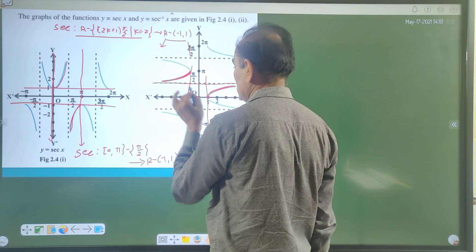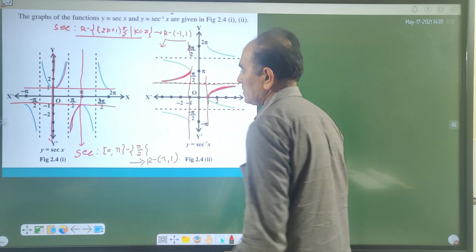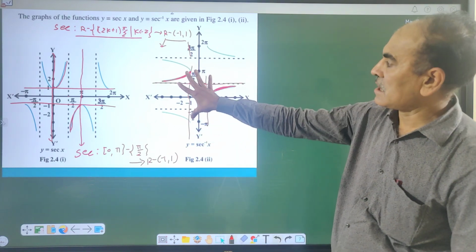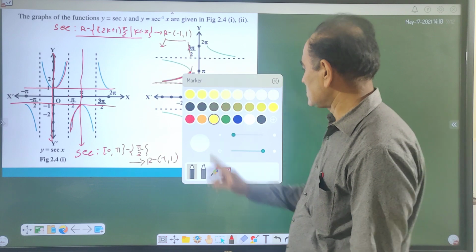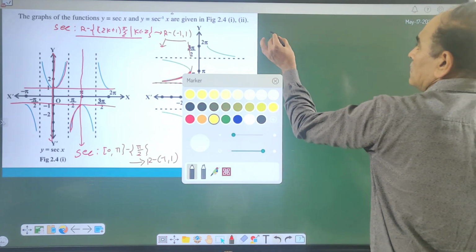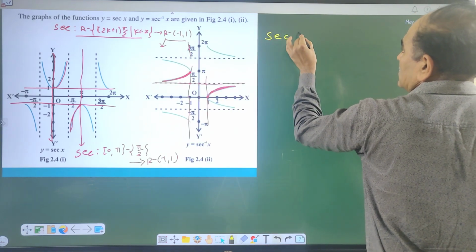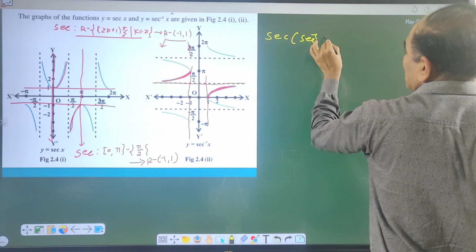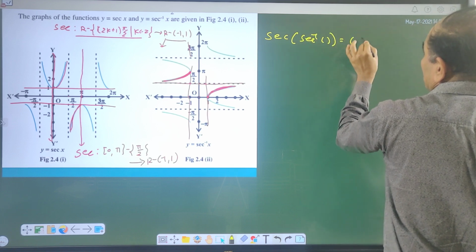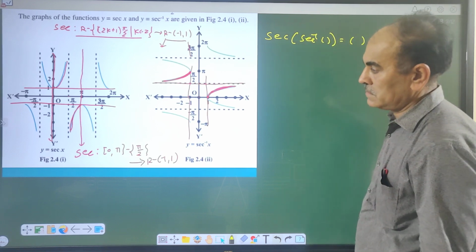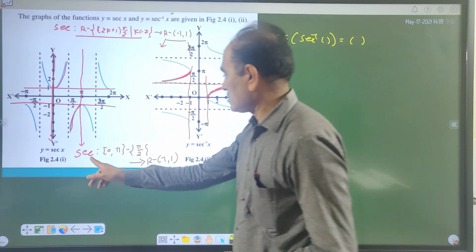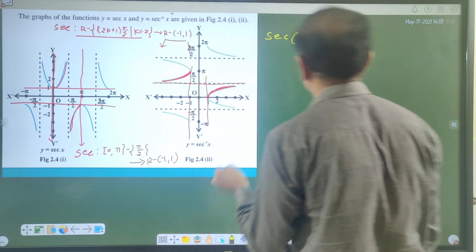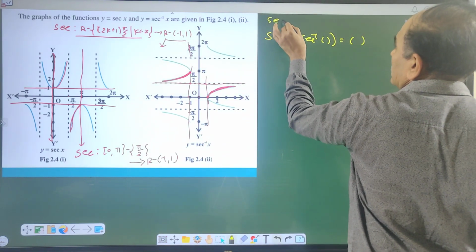So for this part it is 1-1 and 1-2. Basically this one is the graph of cosec inverse. Now let us see how to write sec of sec inverse of some value is equal to that value. Sec is defined from where to where?